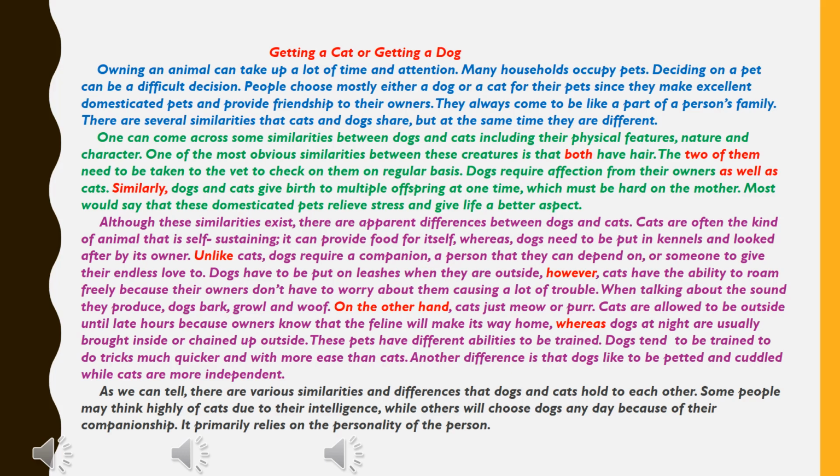Cats are often the kind of animal that is self-sustaining. It can provide food for itself, whereas dogs need to be put in kennels and looked after by their owner. Unlike cats, dogs require a companion, a person that they can depend on, or someone to give their endless love to. Dogs have to be put on leashes when they are outside.